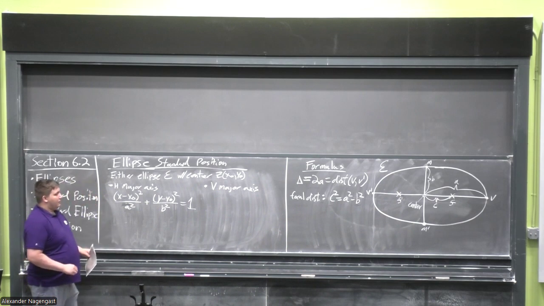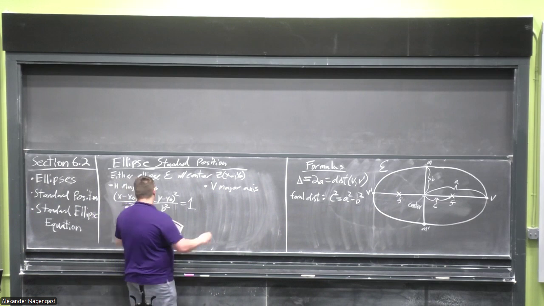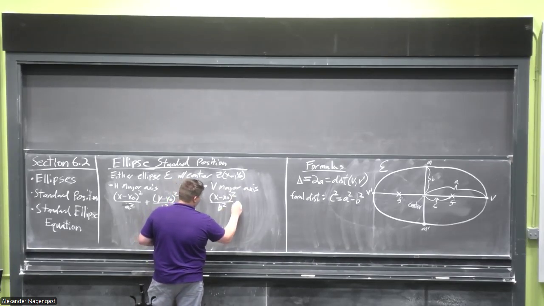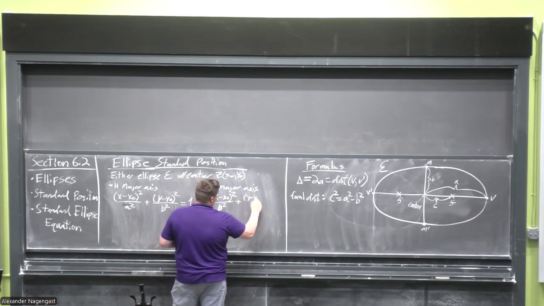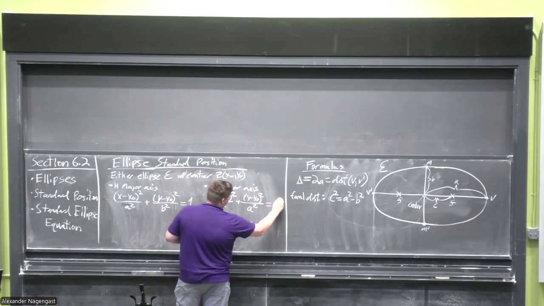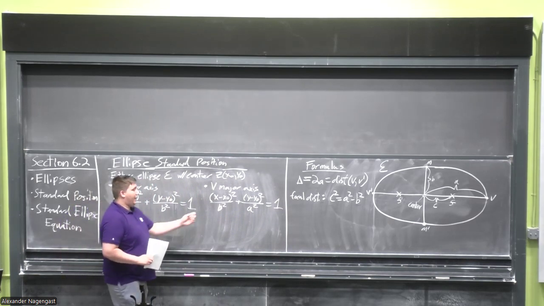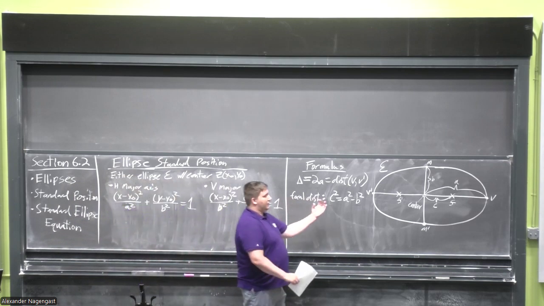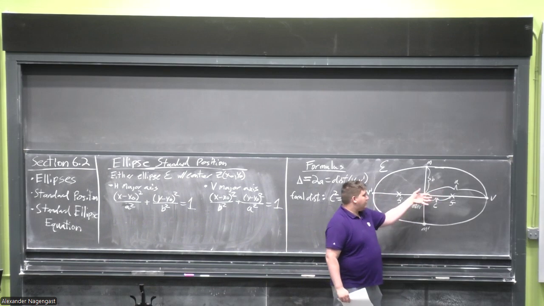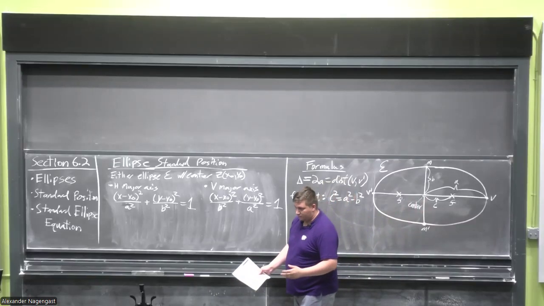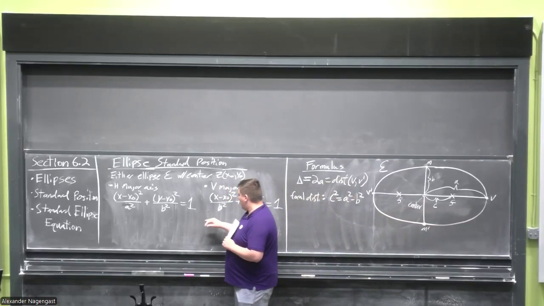Well, in a vertical major axis, we have x minus x naught squared divided by B squared plus y minus y naught squared divided by A squared, and set this equal to 1. So the reason why the labeling of A and B changes is because if we rotate this 90 degrees, what ends up happening is that our A is now a vertical distance. And so we have to account for that.